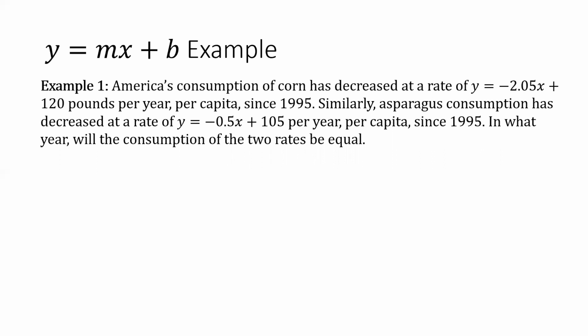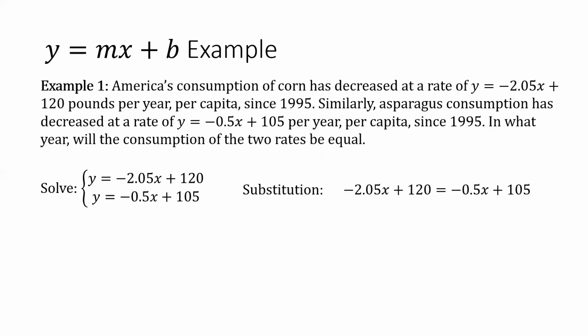Very similarly, asparagus consumption has decreased at a rate of negative 0.5x plus 105 per year per capita since 1995. In what year will the consumption rates be equal? It's actually kind of misleading to say that this is a system of equations problem, because I already have y, or my consumption, by itself in both equations. So technically it's a substitution system of equations, but really, once you've identified that the y's are by themselves, you just set the two equations equal to each other.